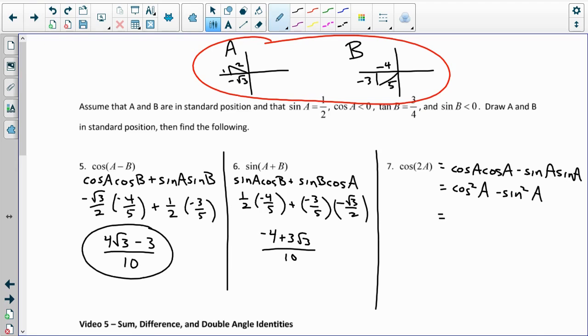So the cosine of A is negative root 3 over 2. We're going to square that. And then sine of A is 1/2. We're going to square that. So we end up with 3/4 minus 1/4. And that ends up equaling 1/2.